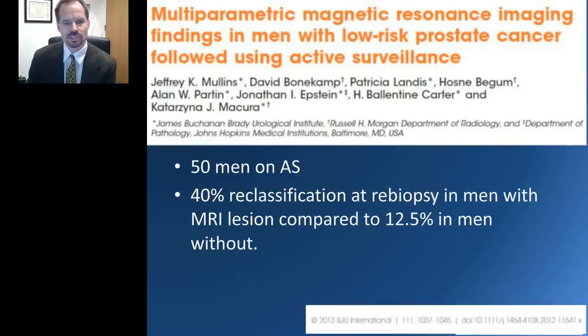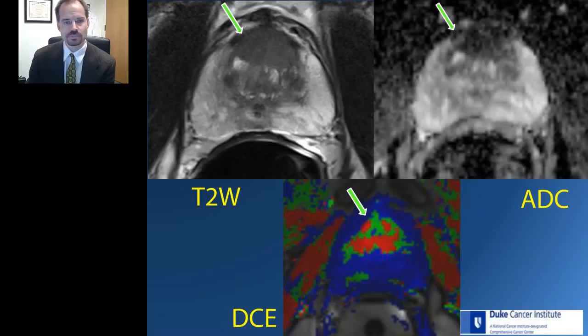I wanted to mention a paper that Dr. Loeb had referenced. This is from Johns Hopkins. They looked at 50 men on active surveillance and got an MRI in them and found that with an MRI that was positive, there was a 40% reclassification rate at rebiopsy compared to if the MRI was negative, in which case there was only a 12% chance of reclassification. So even without using the MRI for targeted biopsy, MRI in and of itself adds value.